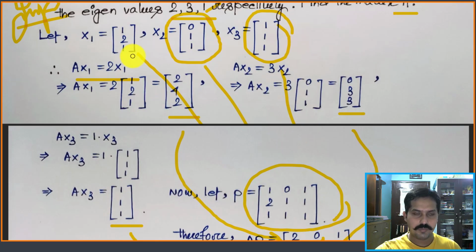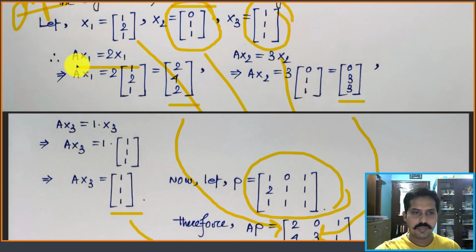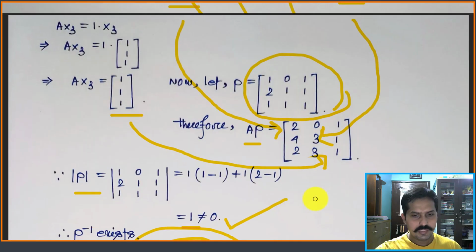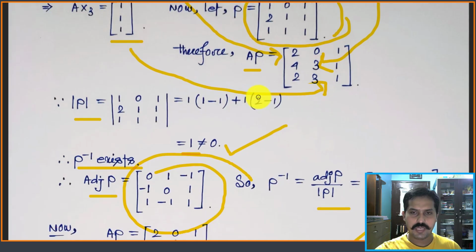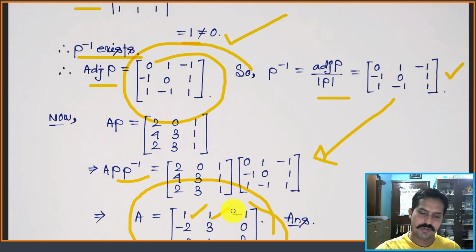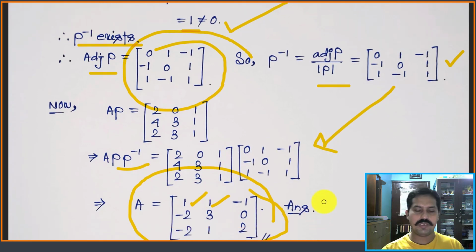Okay, so here we actually follow two steps. One is we have to consider P with the help of these vectors (1, 2, 1), (0, 1, 1), (1, 1, 1), and then apply the definition: Ax1 equals 2x1, Ax2 equals 3x2, and Ax3 equals 1x3. Then consider it as AP. Then we have to find P inverse, and multiplying AP from the right with P inverse we will easily find the value of A. So this is the process to find A when eigenvalues and corresponding eigenvectors are given. So this is all about eigenvalue, eigenvector, characteristic equation, and Cayley-Hamilton theorem. Thank you.